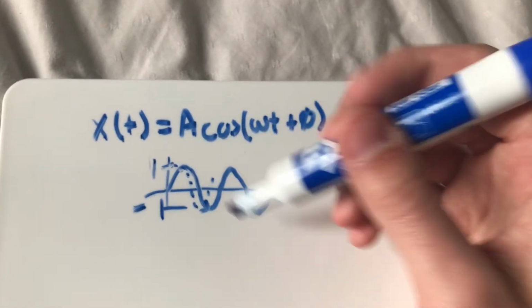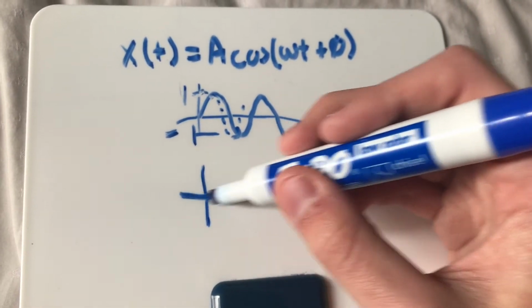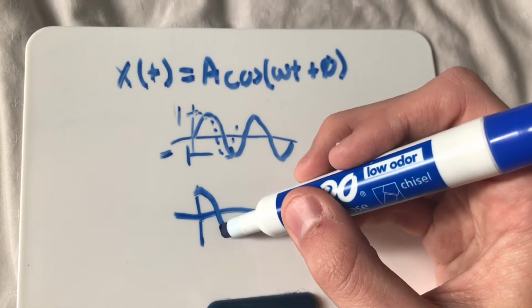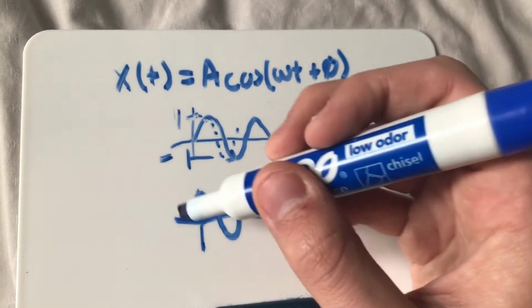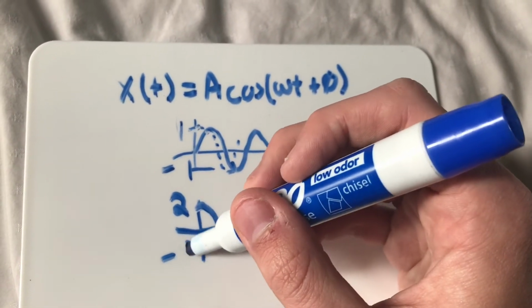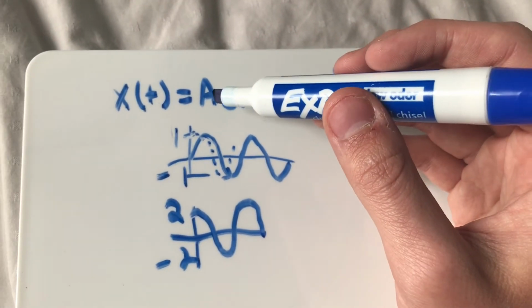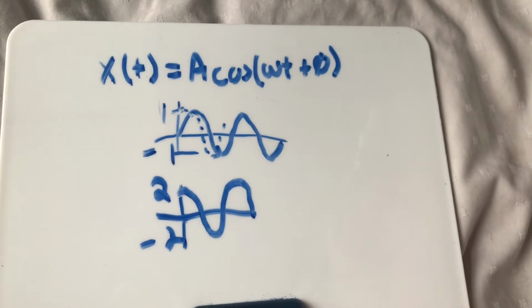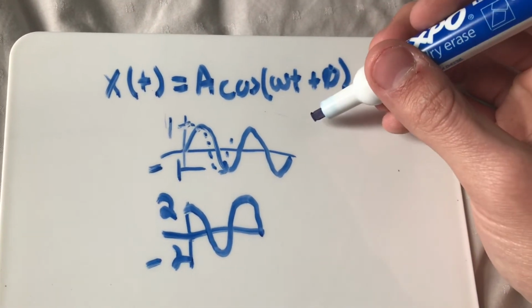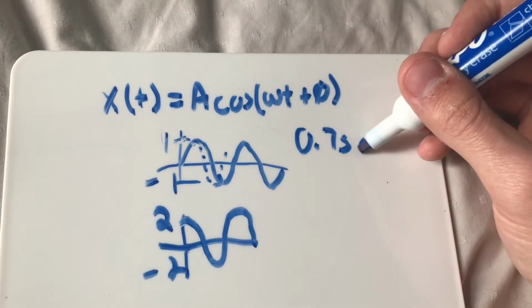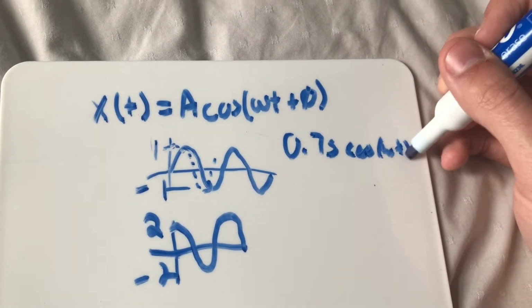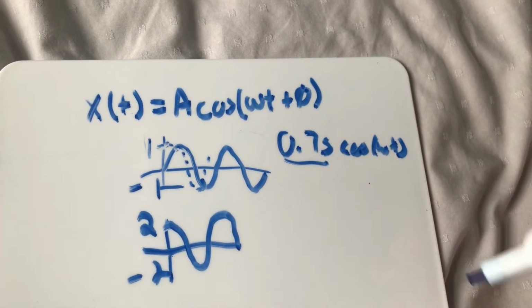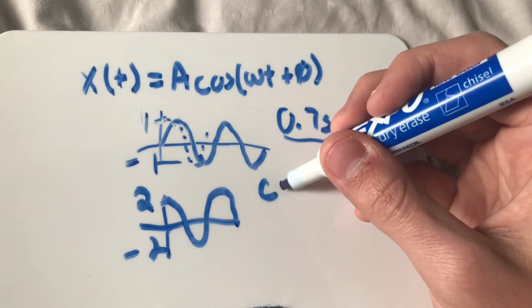However, when you change the amplitude, you change those peaks and troughs. Let's say that the amplitude is 2. This becomes 2 and this becomes -2. You can tell by the multiplication here that that would be the case. If you were told to find the amplitude given a function, say 0.75 cosine of omega t, the amplitude is 0.75.